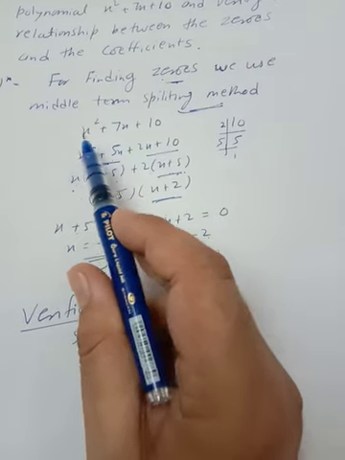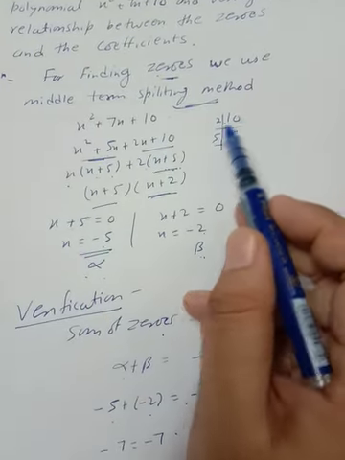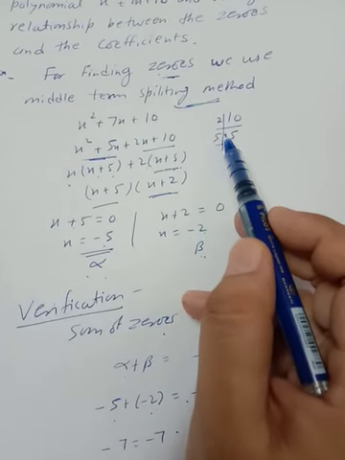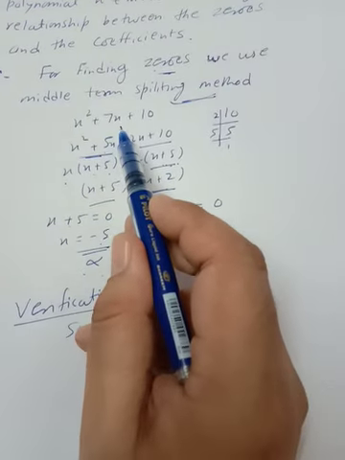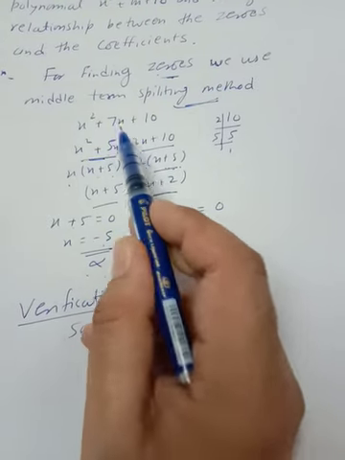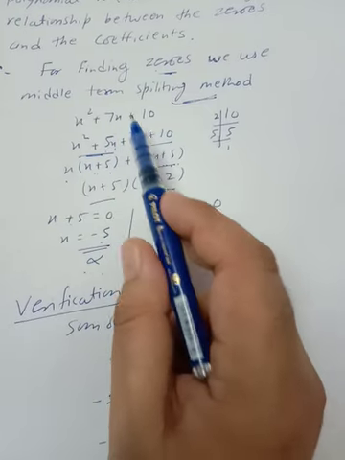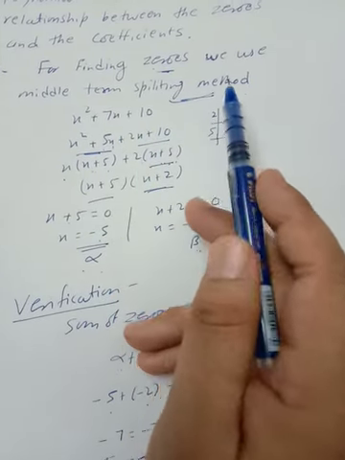So first of all, a into c means 1 into 10, that is 10 itself. So factors of 10 are 2 and 5. So we can split 7x as x square plus 5x plus 2x plus 10. So we are splitting the middle term. That's why this is called the middle term splitting method.